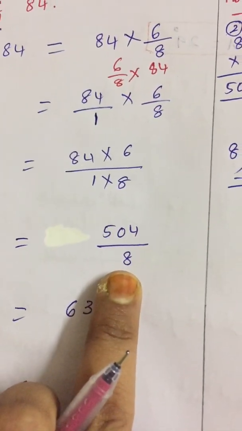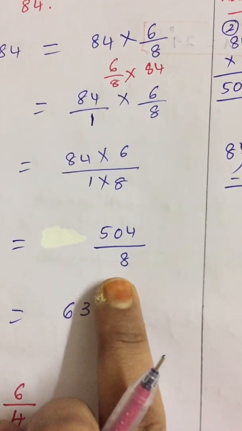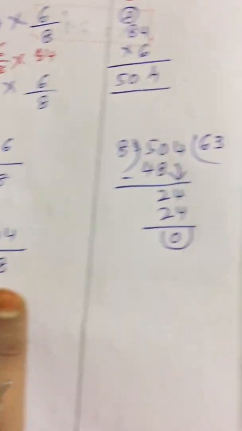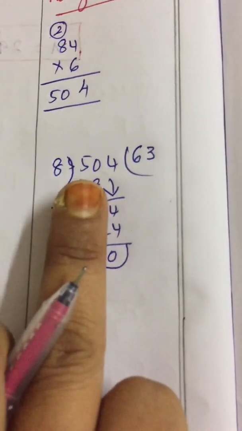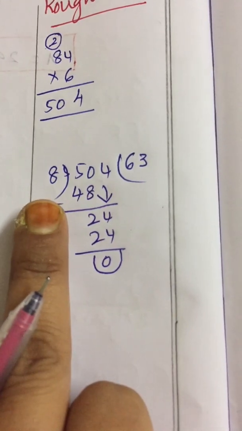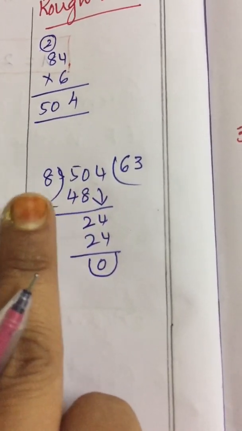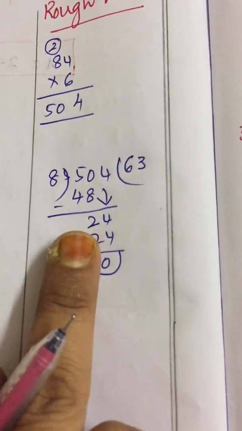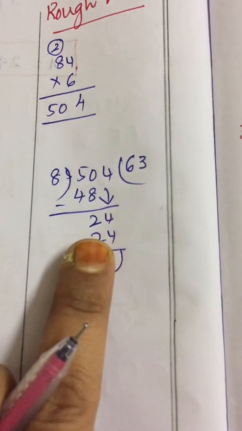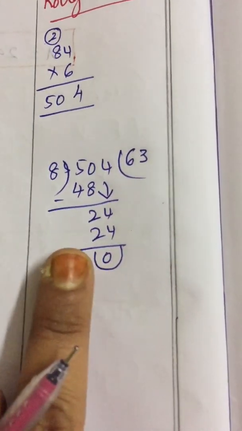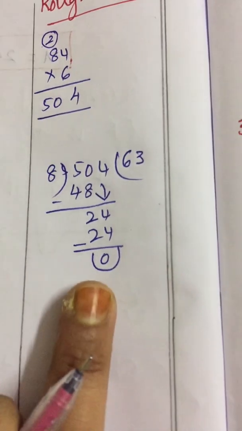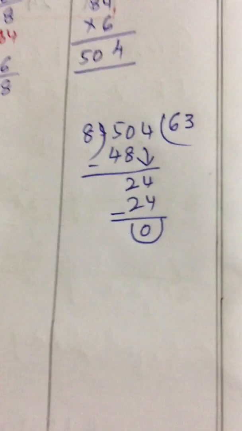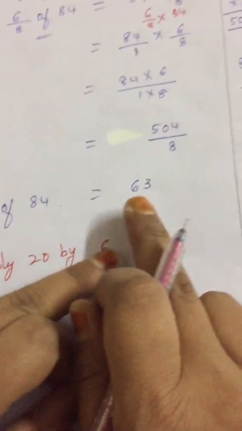You can leave the answer here only as a fraction, or you can cancel the terms. How can you cancel? 504 by 8 is a division form, so we can divide it. 504 by 8 means you have to divide 504 by 8. Let's see. 8 6s 48. From 50 we subtract 48, so the remainder is 2. Take this 4 down, that becomes 24. So 8 3s 24. Remainder is 24 minus 24, 0. So what is the answer? 504 by 8 is nothing but 63. So 6 by 8 of 84, the answer is 63.